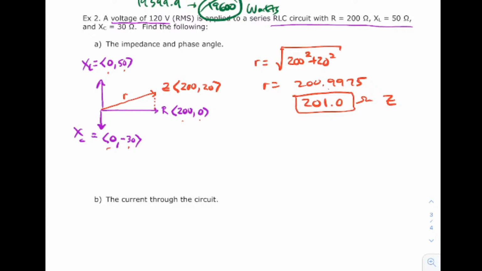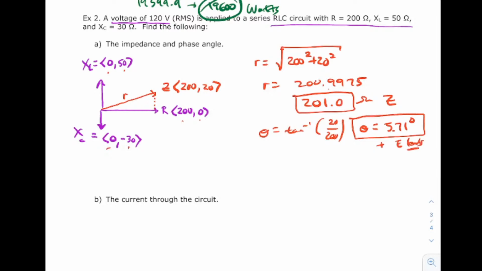The phase angle would be the shift tangent of the y over the x, 20 over the 200. So the phase angle is 20 divided by 200, and I've got to hit shift tangent, don't I? Yep. It comes out to just about, using 2 decimal places on my degrees, 5.71 degrees is my phase angle. Positive, so voltage leads the current.